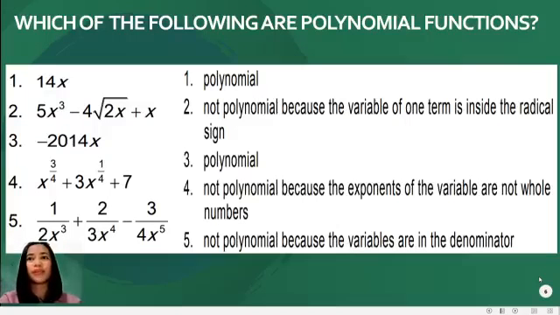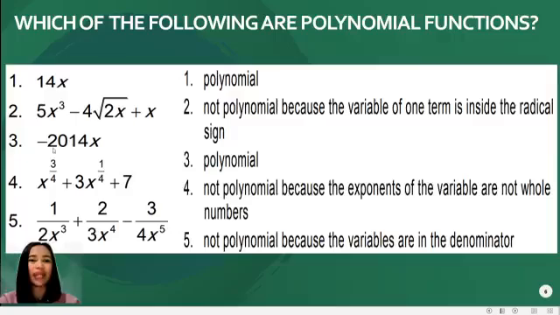So which of the following are polynomial functions? We have the first one, 14x. The variable that we have is x, and the exponent of x is a positive one. Therefore, number 1 is a polynomial. Number 2, we have 5x cubed minus 4 square root of 2x plus x. So the negative 4 square root of 2x is not a polynomial because the variable x is inside the radical sign.